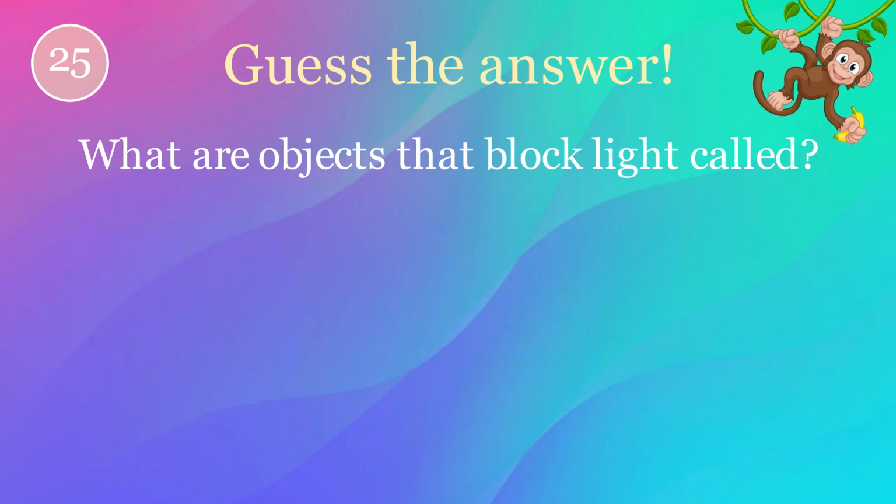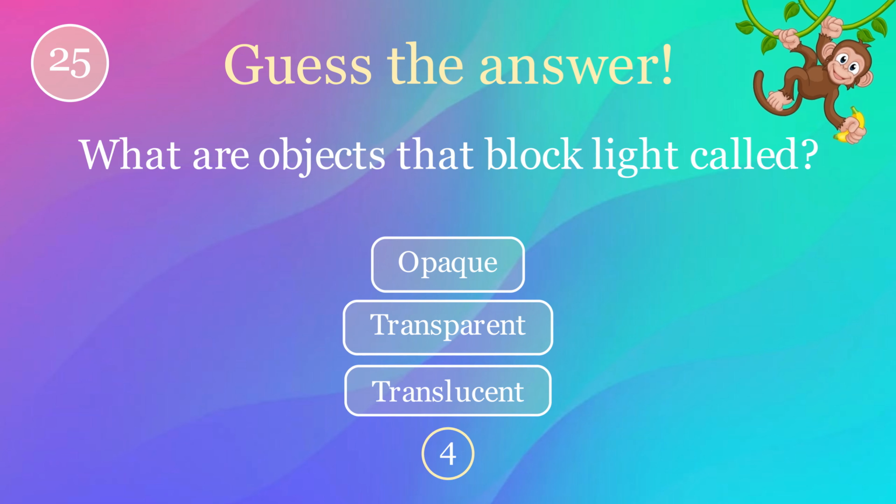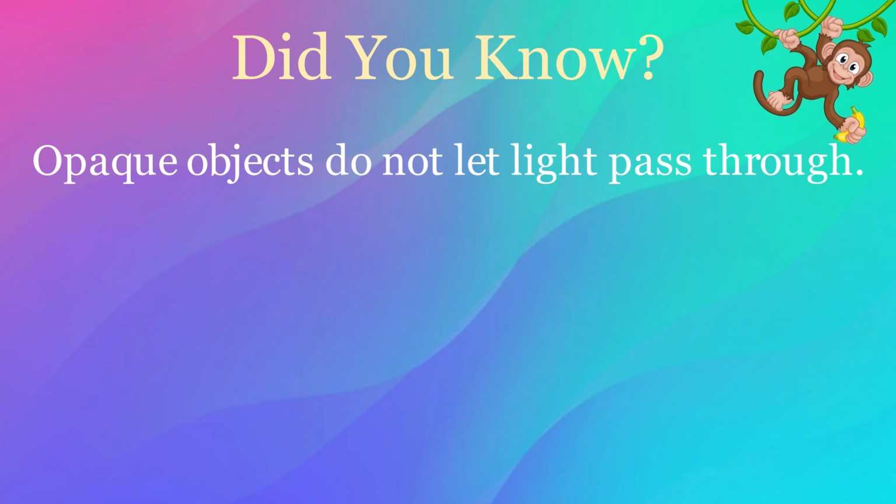What are objects that block light called? Opaque. Transparent. Translucent. The correct answer is opaque. Here's an interesting fact: opaque objects do not let light pass through.